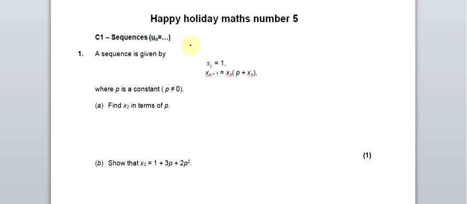Holiday Maths number 5, the solutions. Picture me sitting in my kitchen. It's dark outside and we're about to do some maths together.